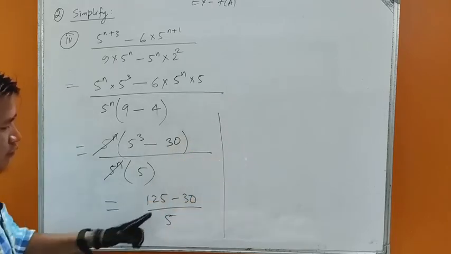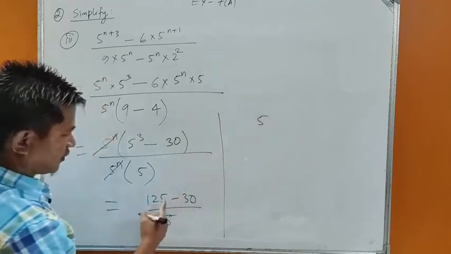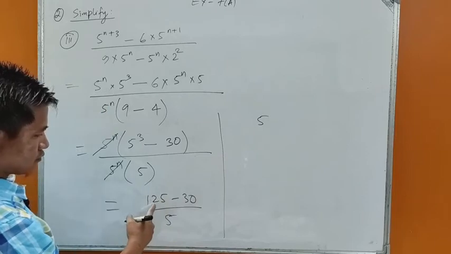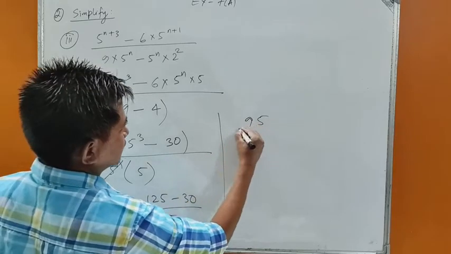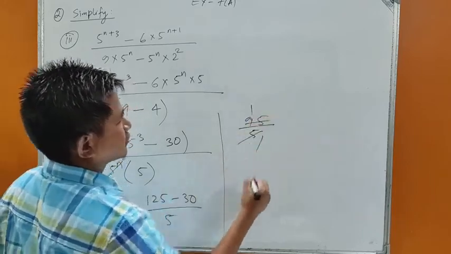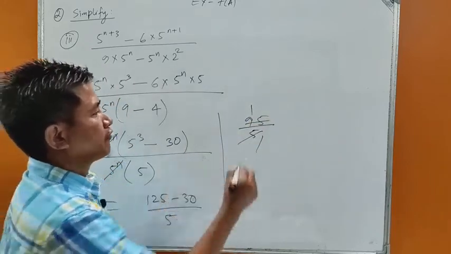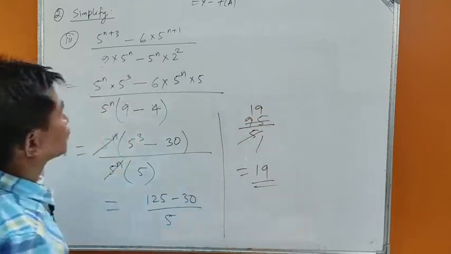Let me continue this here. 125 minus 30, 5 minus 0 is 5. 2 minus 3, oh, 2 cannot be subtracted from 3. 12 minus 3 is 9. This 5 comes here. 5 ones are 5, 5 ones are 5, plus 4, 9, 45, 5 nines are 45. So the answer is 19. This is the answer for this question.